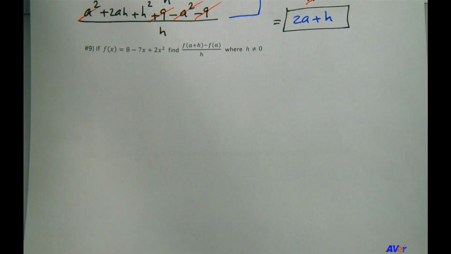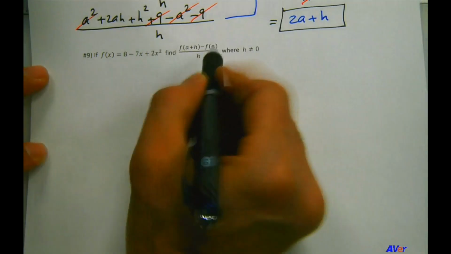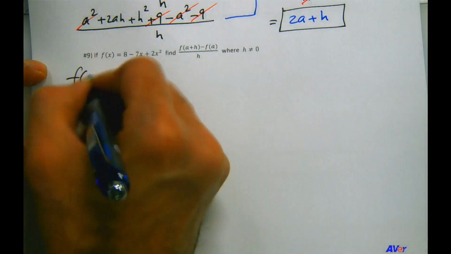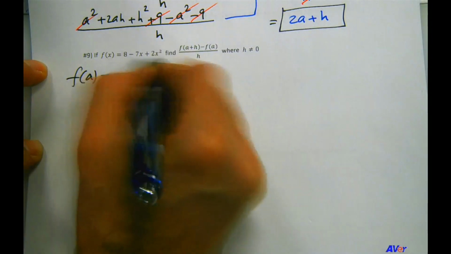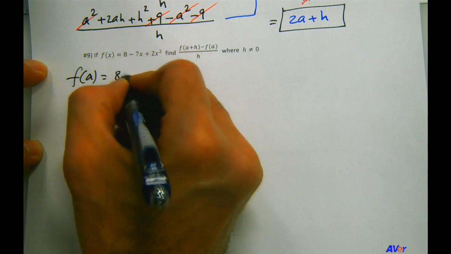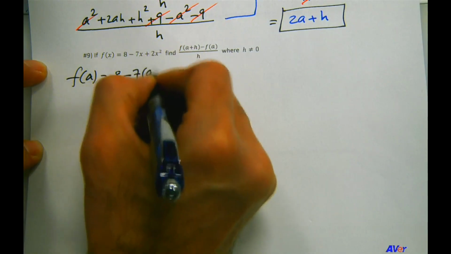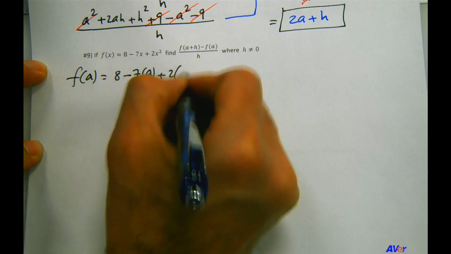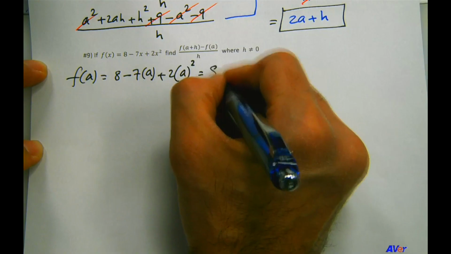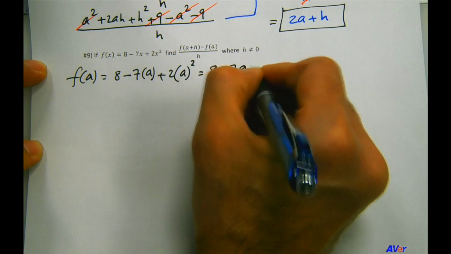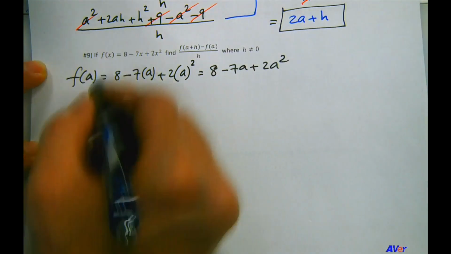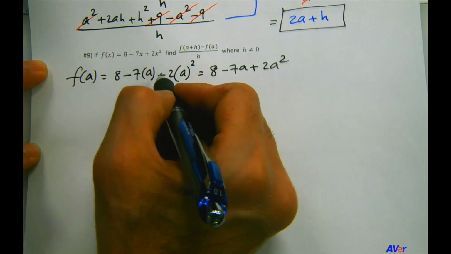Okay, so let's calculate f of a and f of a plus h first. So f of a, wherever you see x, I'll have to replace it with a. So 8 minus 7 times a plus 2 times a squared, right? So what do we end up with? We end up with 8 minus 7a plus 2a squared. That's f of a.